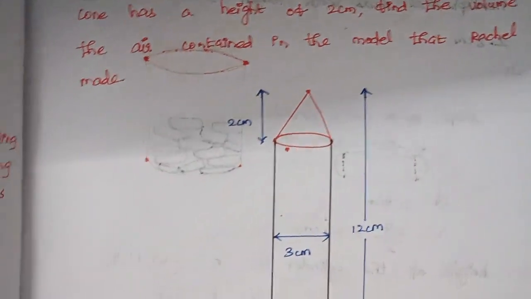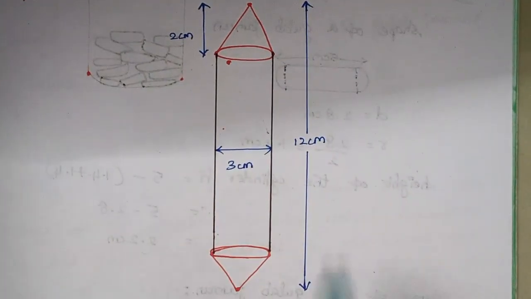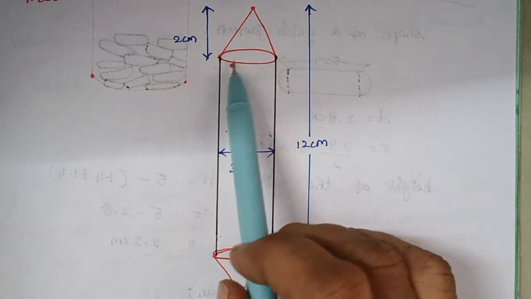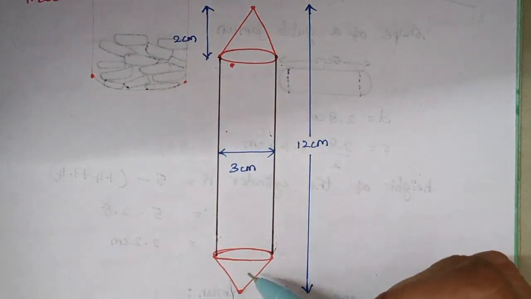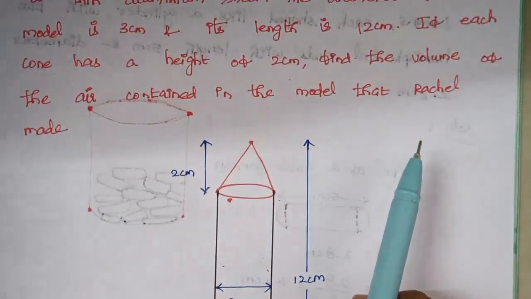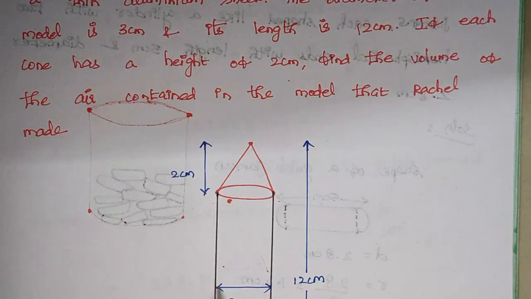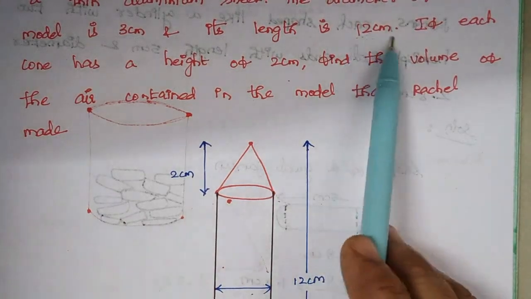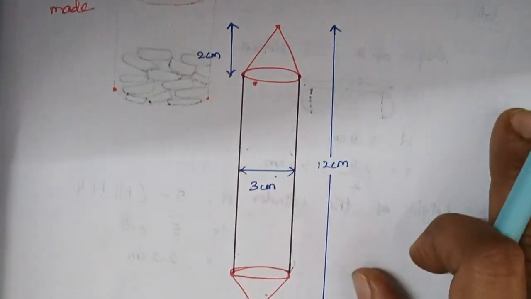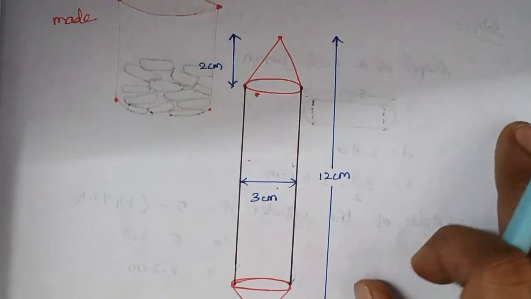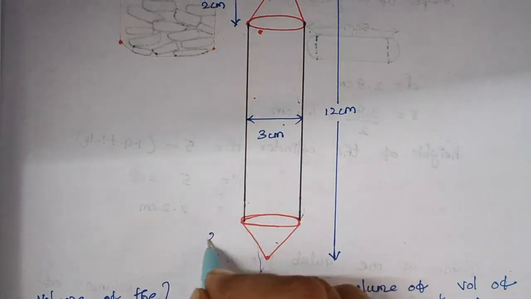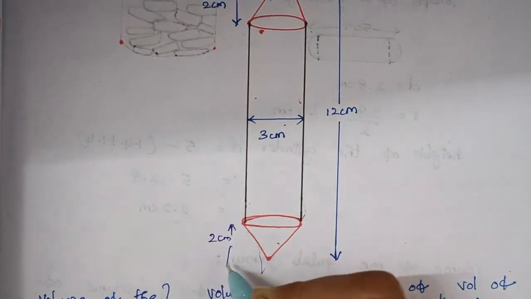So here you see, this is the cylinder and we have cones attached on both the ends of the cylinder. So what are the given parameters? The diameter of the model is given as 3 centimeter and the length is 12 centimeters. The entire length is 12, and the height of the cone here is 2 centimeters. Similarly, the height of this cone will also be equal to 2 centimeter.